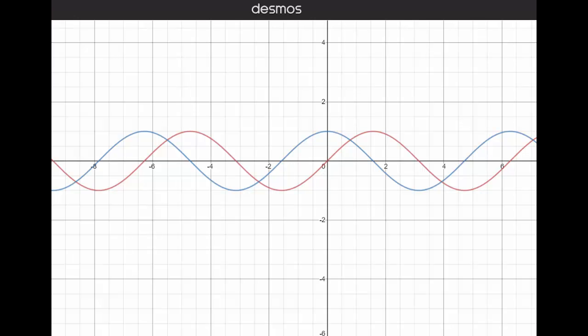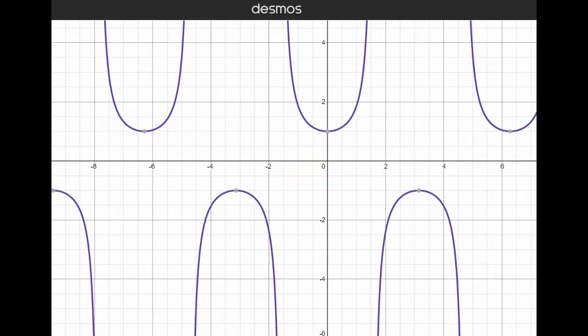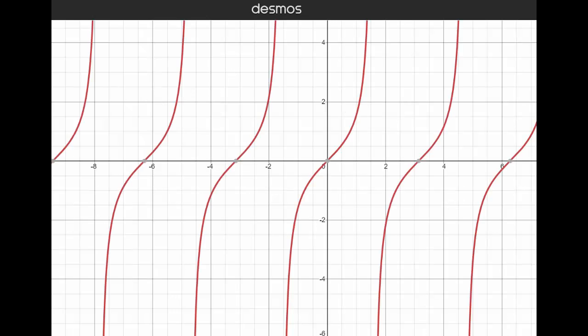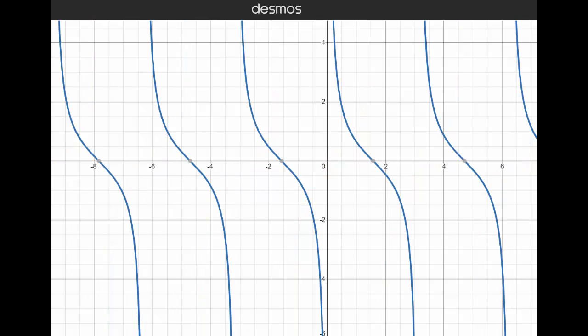You already know what sine looks like in red and cosine looks like in blue. Here's what the graph of secant looks like. Here's the graph of cosecant. Here's the graph of tangent. And here's the graph of cotangent.